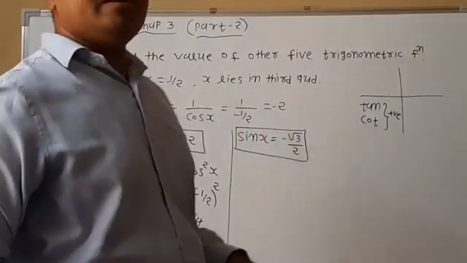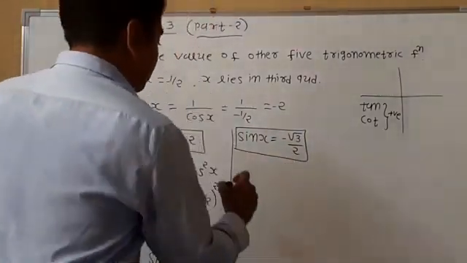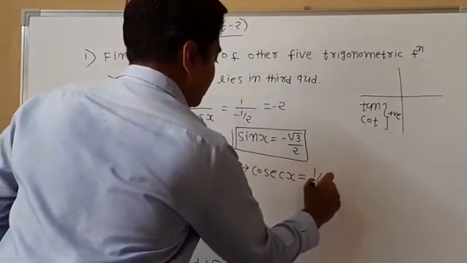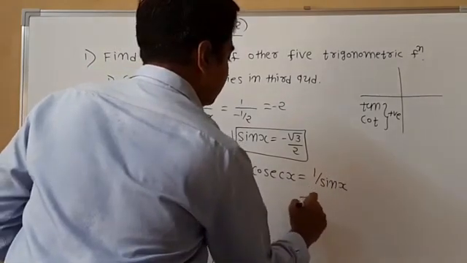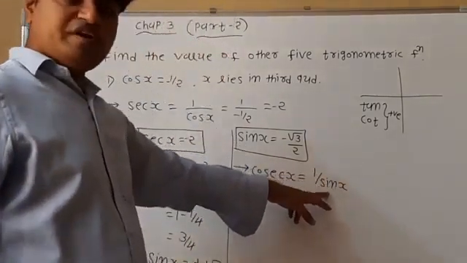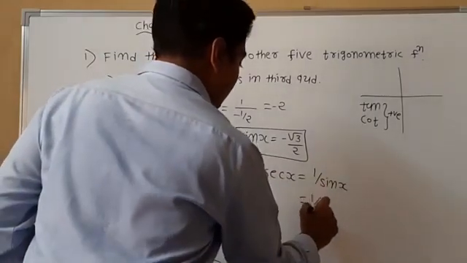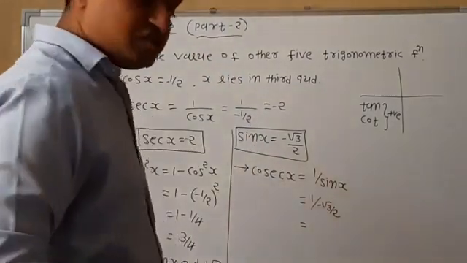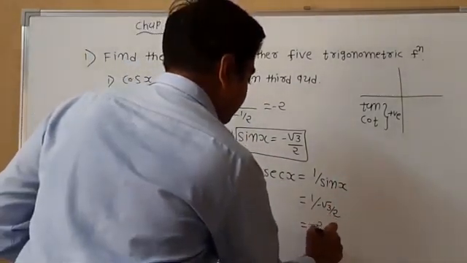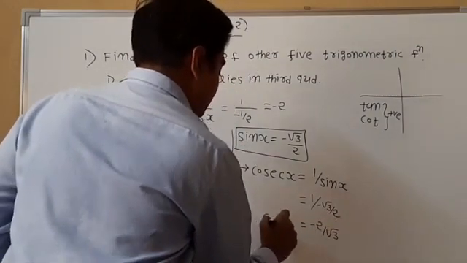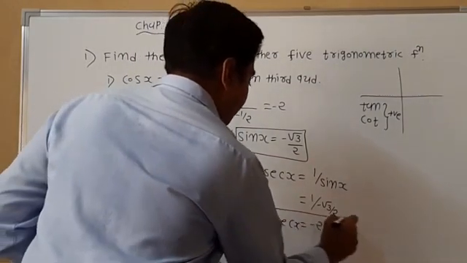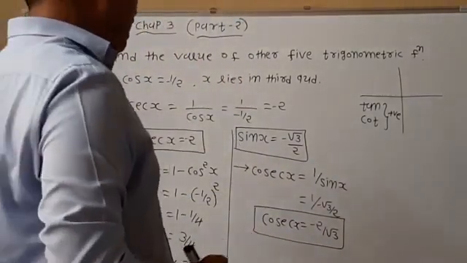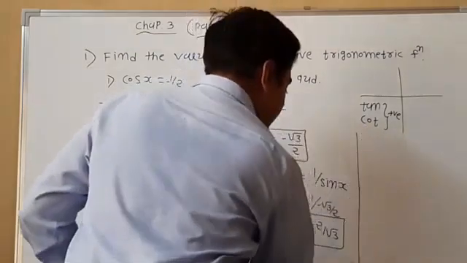Now using sin x, we find the value of cosec. So cosec x is equal to 1 upon sin x. Now again substitute the value here. So it is equal to 1 upon minus root 3 by 2. Now write this in reverse order, so here we write minus 2 upon root 3. So cosec x is equal to minus 2 upon root 3. Now we find the value of tan x and cot x.